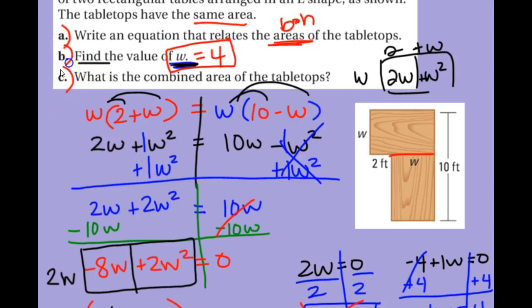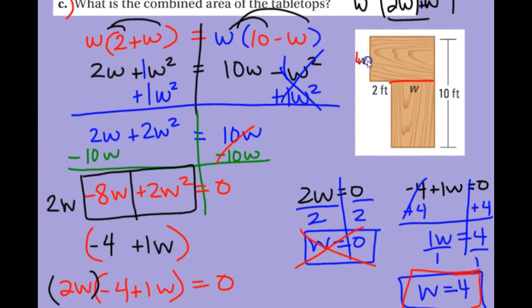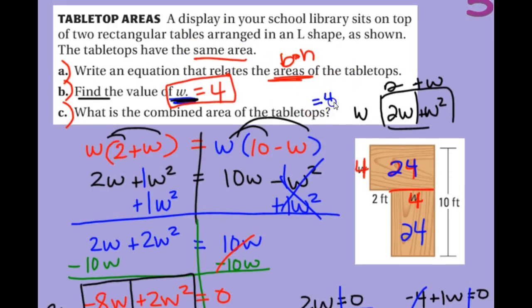Then part C says, what's the combined area of the tabletops? Well, if w is really a 4, well, this whole length is 6. 6 times 4 is 24. That would give us this area. And they told us they were the same, so you don't really need to calculate this one. 24 plus 24 will give us 48. You could put your units on there, feet squared. This one would be feet. And those are my answers.